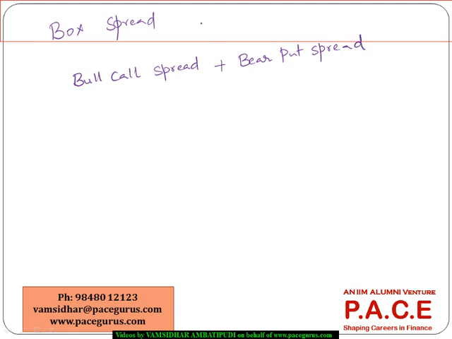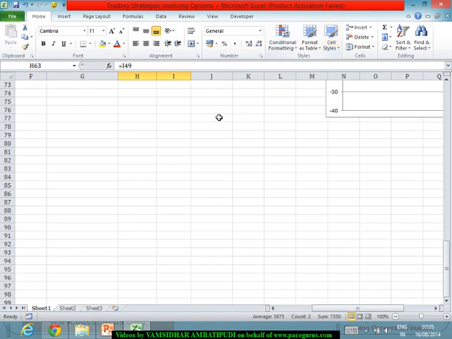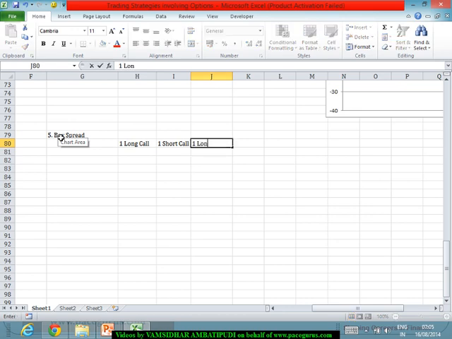We combine a bull call spread plus a bear put spread. Let's see how this box spread strategy works out. So bull call, which is like one long call, one short call, that is a bull call. Bear put, one long put and one short put, right? And these are the four that are involved in it.